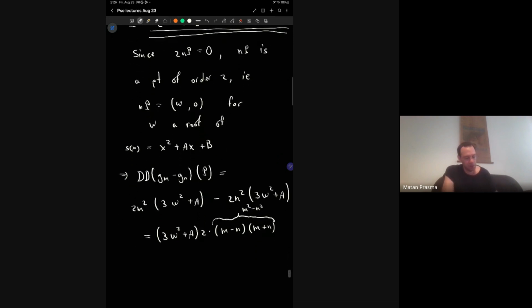Okay, and now this is non-zero because we assume that m plus n and m minus n are prime to p. So in order to show that the double derivation of gm minus gn at p is non-zero, it's enough to say why this factor is non-zero.